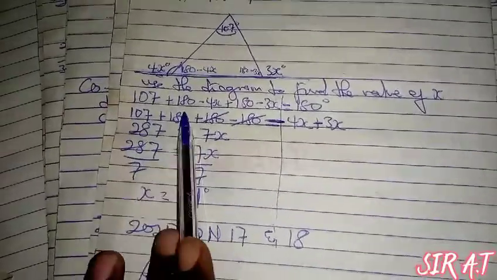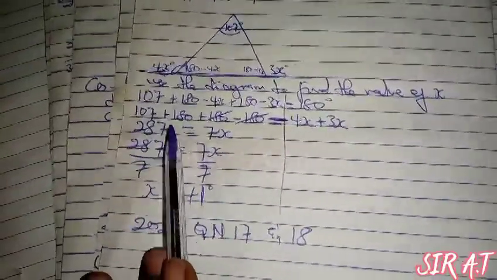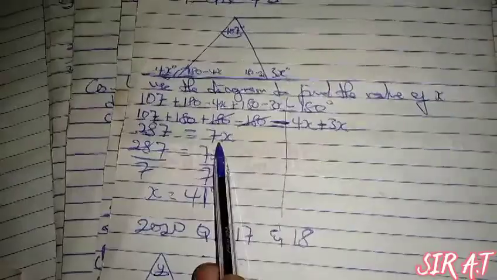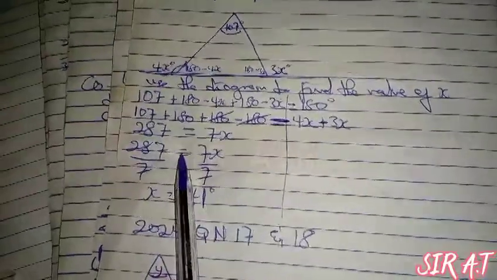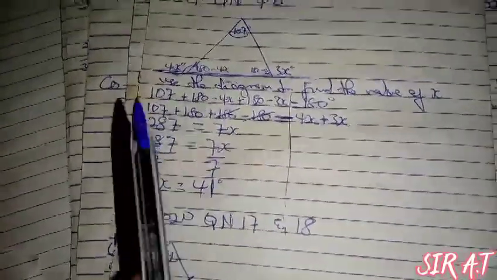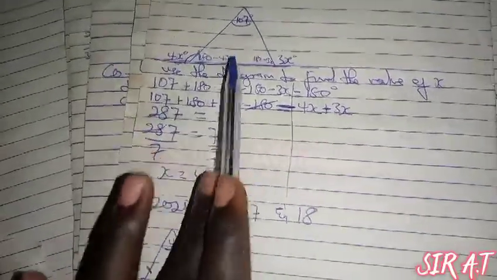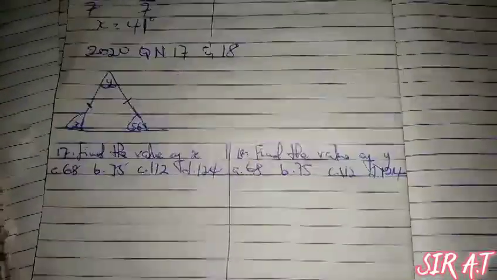Leaving this, put them together, we are getting 287, which is equal to 7x. Divide both sides by 7, and we are getting 41. So our x is equal to 41 degrees.